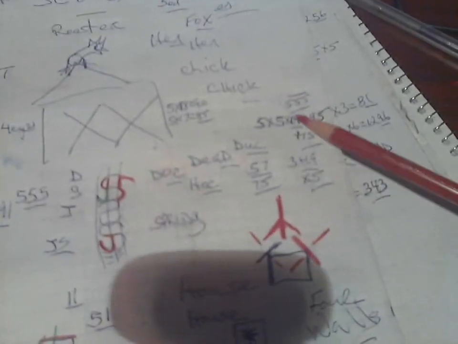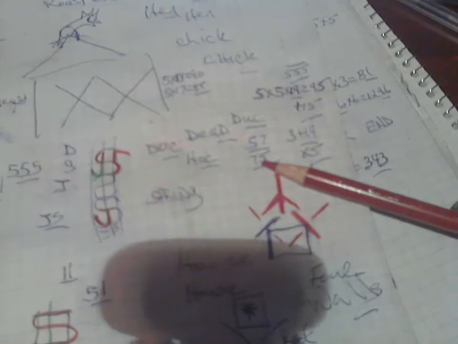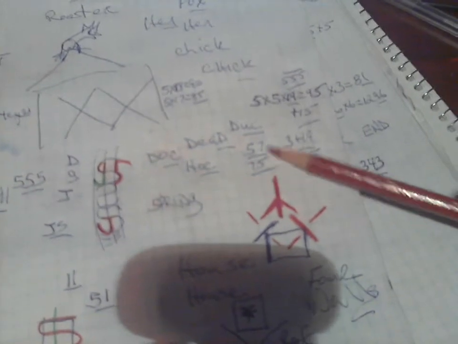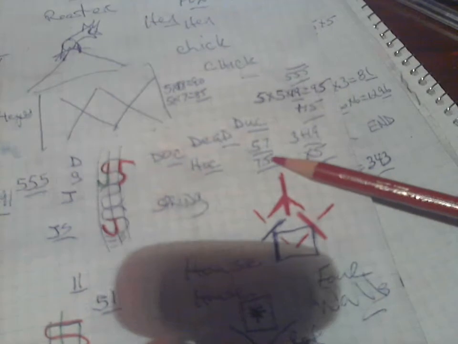57, 75. 3 times 19. We have 5 by 19. Now we have 3 by 19 equals 57. We have 5 by 5 equals 25. 25 times 3 is 75. 75 and 57 equals 132 backwards. 66 and 66 is 132, and that was the doorway to my office, to the doctor's office.